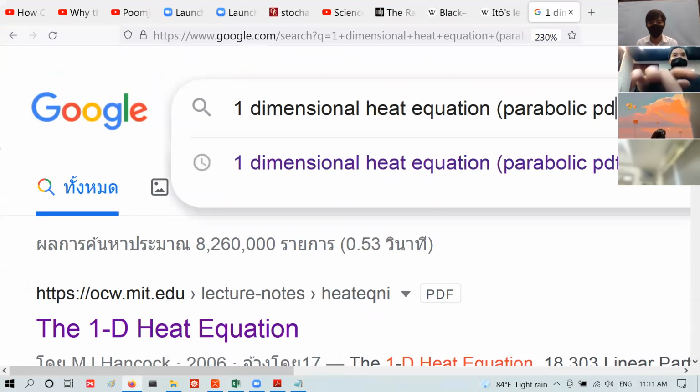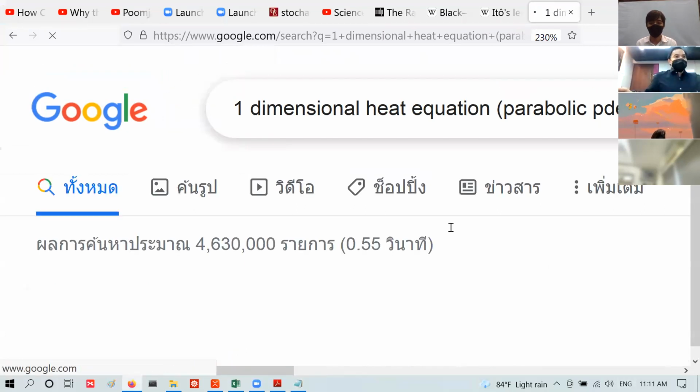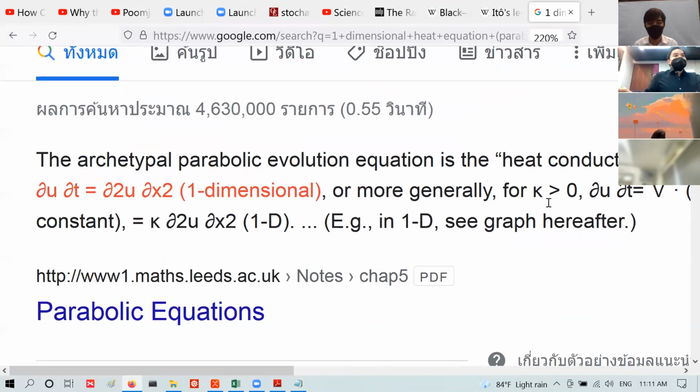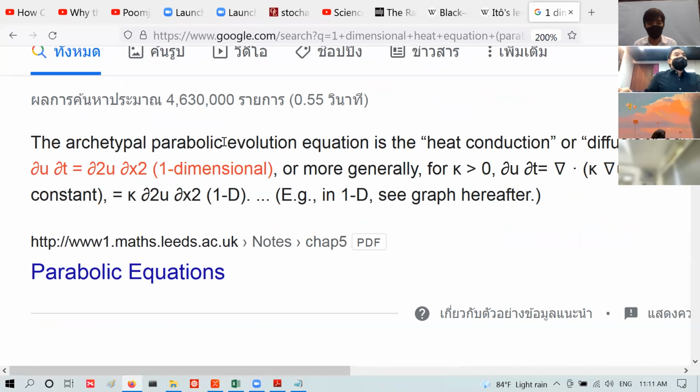Parabolic PDE. Yeah, this is called parabolic equation. It's easy. Second order differential equation, I think, has 3 major classes: elliptic, parabolic, and something else, and I forgot. Parabolic is the easiest one.